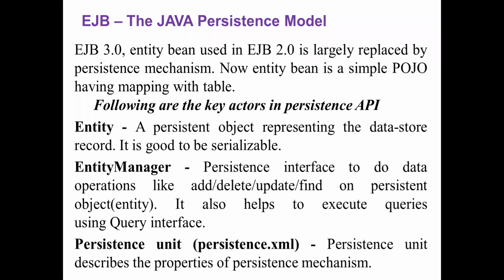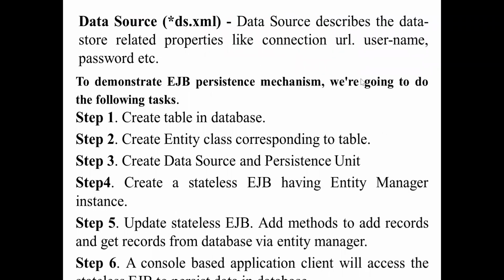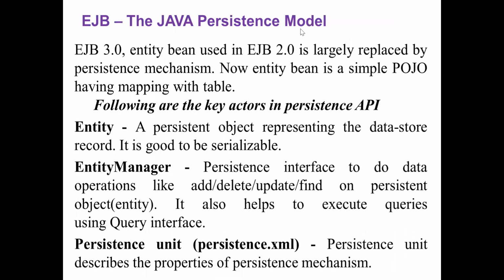And next we can go to the data source. The data source is also called data source.xml. So what is the use of the data source? The data source describes the data stored in the database, and it relates to properties like the connection URL, username, password, etc. These can be described in the data source.xml. So these are the 4 important key factors of using the Java persistency model.